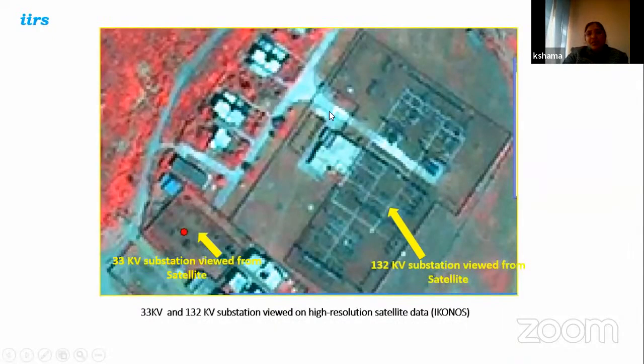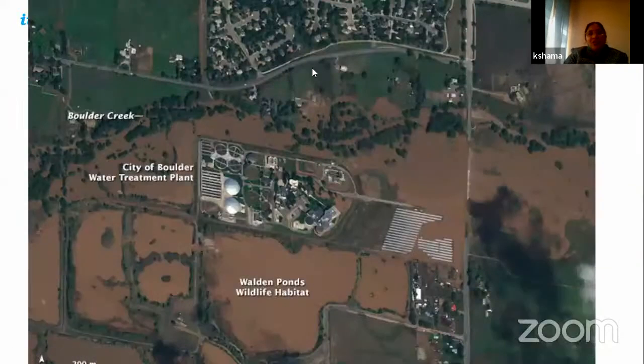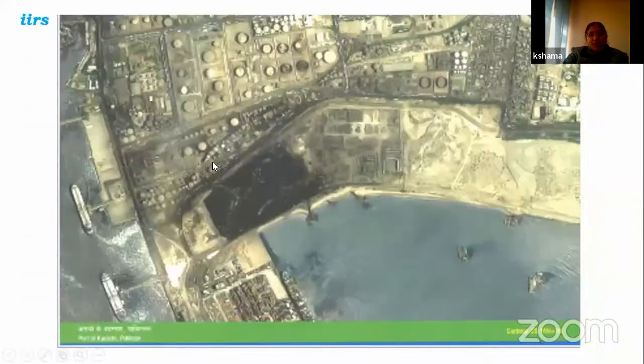Similarly, a substation viewed from satellite data, that also you can identify because of its maintenance road network. So that you can identify many features. Similarly, this is a water treatment plant where you can see the series of tanks. So we know that water treatment is basically a series of functions, so that can help us to identify. Similarly, you can see this is a port area, like port of Karachi.